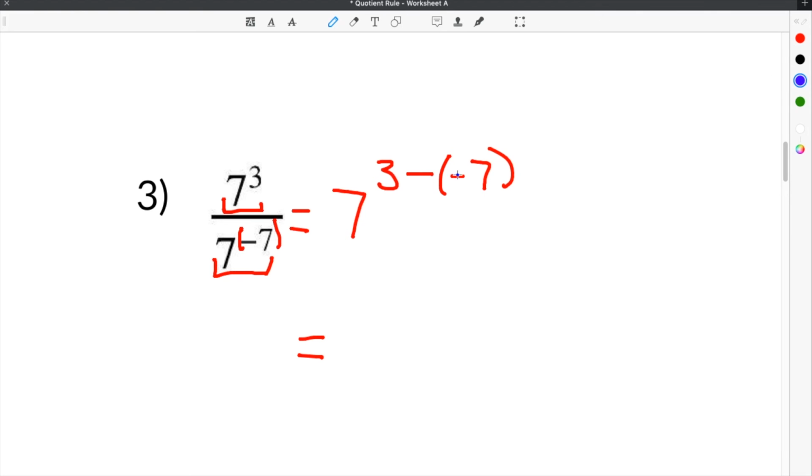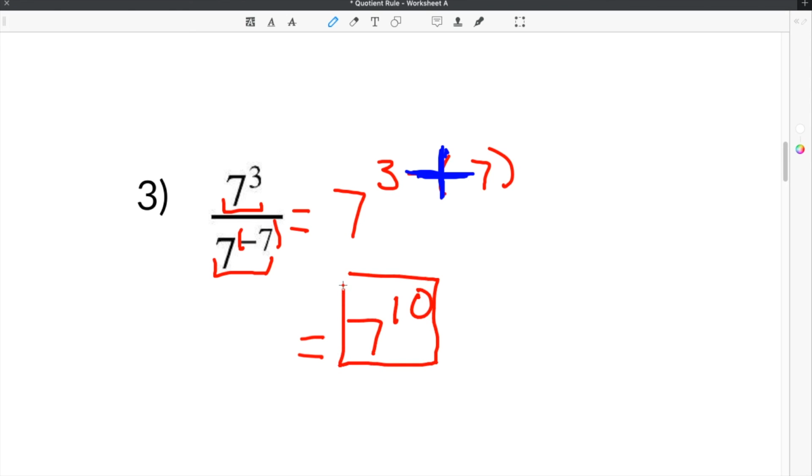Anytime you have two negatives together, like 3 minus a negative, they become a positive. And typically what I'll do is rewrite it into a problem that looks like that. So now our two negatives become a plus. Now we have 7 to the 3 plus 7, which is 7 to the 10th power. And that's going to be our answer.